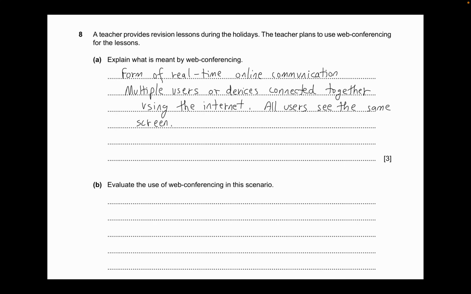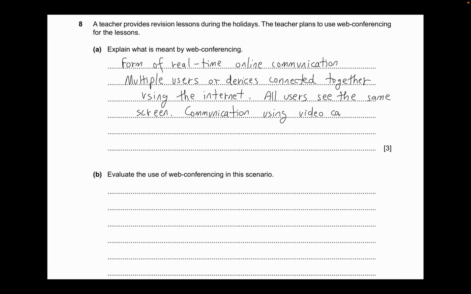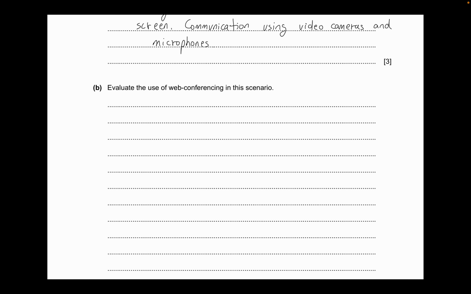Okay, you can also mention that the communication, by the way, this is really important. Even though it's 3 marks, I'm just going to write this point here because it's really important. You can say that the communication is using video cameras and microphones. Just write that point there just to score some of those points. Okay, using video cameras and microphones. Okay, let's move on to the next question.